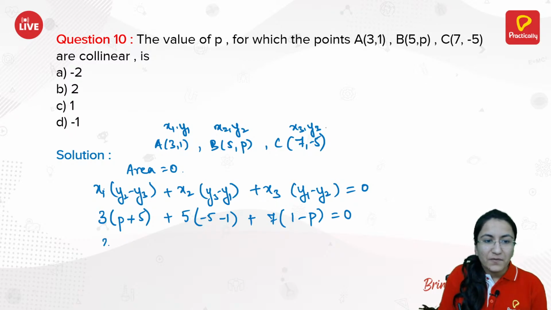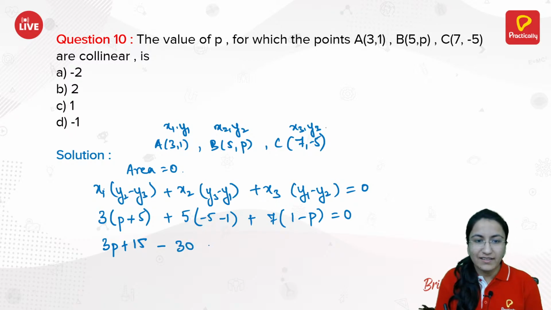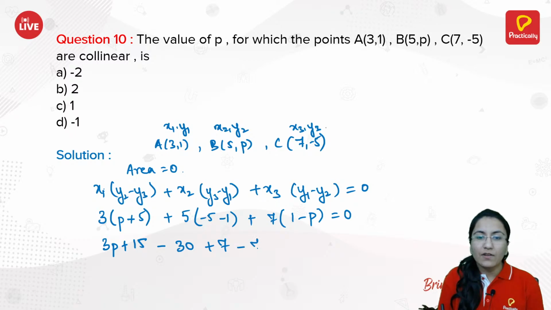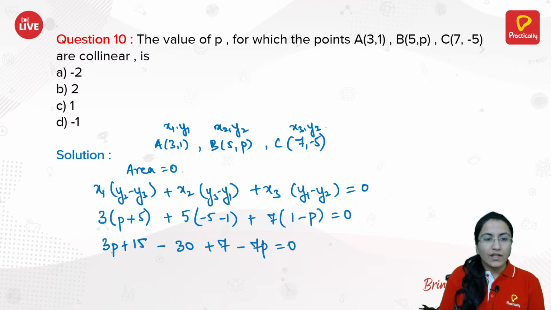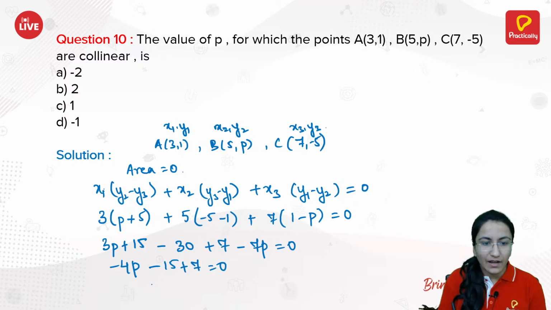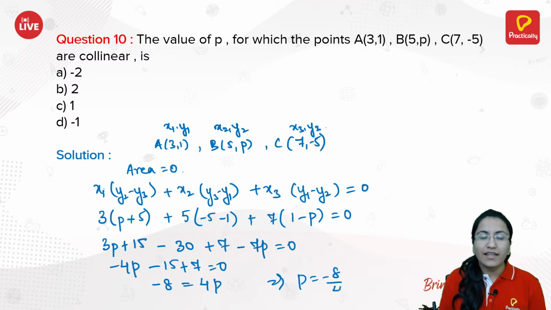Let's just solve. We have 3p plus 15, minus 5 minus 1 is minus 6, into 5, you have minus 30, plus 7 minus 7p, this is 0. So you have 3p minus 7p is minus 4p, 15 minus 30 plus 7 here, this is 0. So you have here minus 8 minus 4p. So you can take this to the other side. So 4p. That means p is equal to minus 8 by 4. That is minus 2.